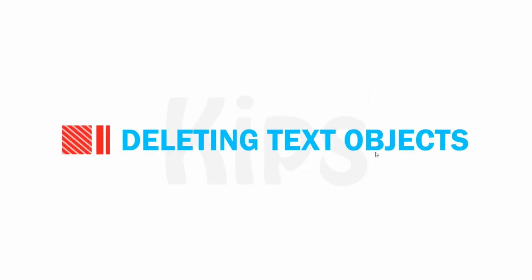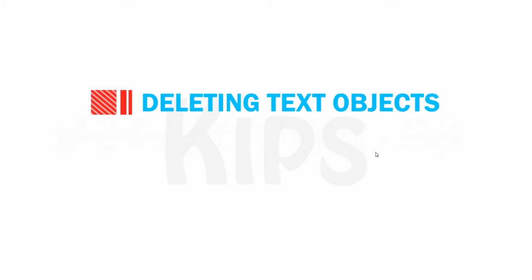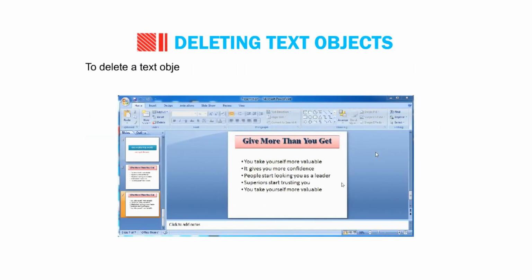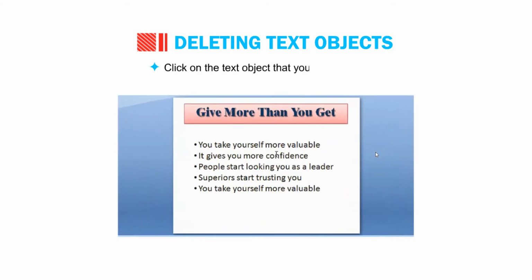Students, we can create a duplicate copy of the slide by selecting that slide and pressing Ctrl+D. Alright students, let us now learn how to delete text objects. To delete a text object on a slide without deleting the slide, follow these steps. Click on the text object that you want to delete. The selected object will have a dash border around it.